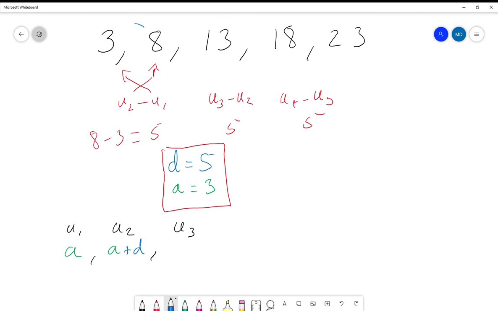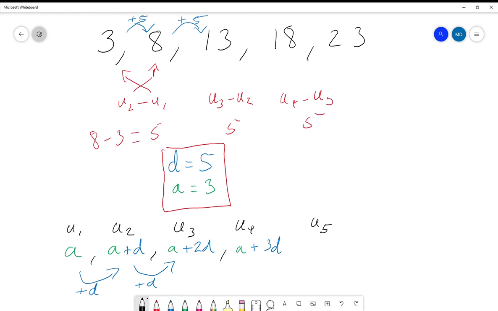Here, every time we add on 5, so every time here we're adding on d because we're doing the general form. So we add on another d and we're going to get a plus 2d. And the next one we're going to get u4, which is going to be a plus 3d. And then u5 is going to be a plus 4d.